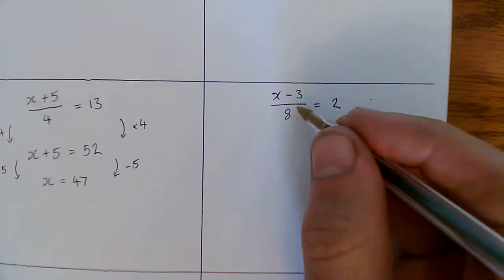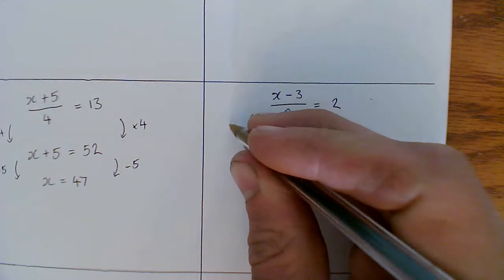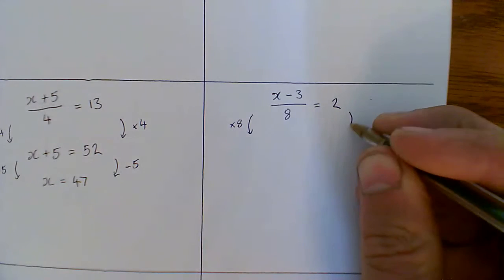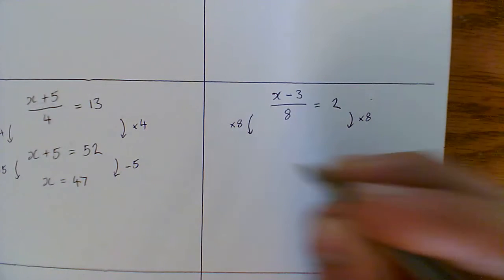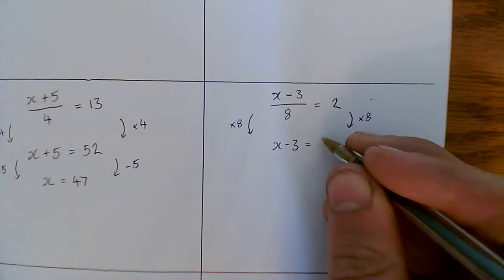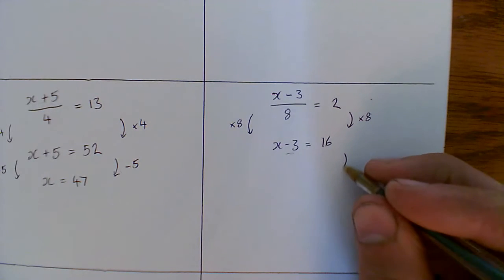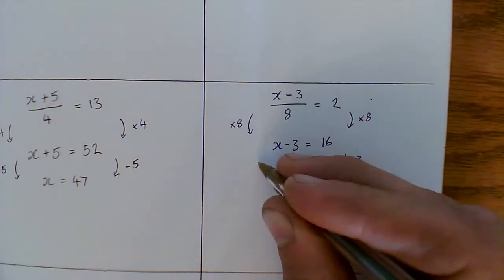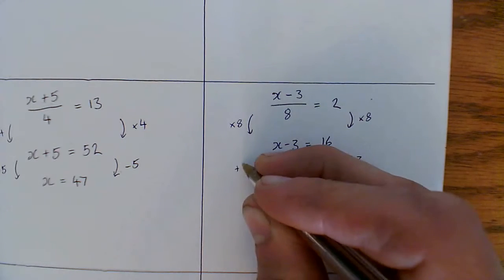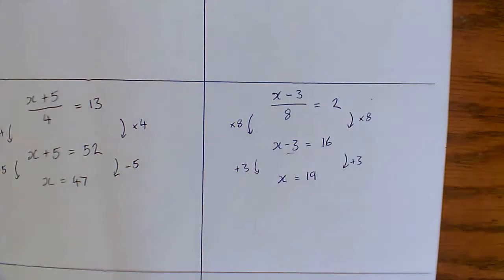Okay, so this one, everything on the left-hand side is being divided by 8, so the opposite is to times by 8. That gives me x minus 3 equals, remember to times this side by 8, so we get 16. We've got to take away 3 here, opposite is to add 3. So we get x equals 19. So there's our working, and we've got our answer.